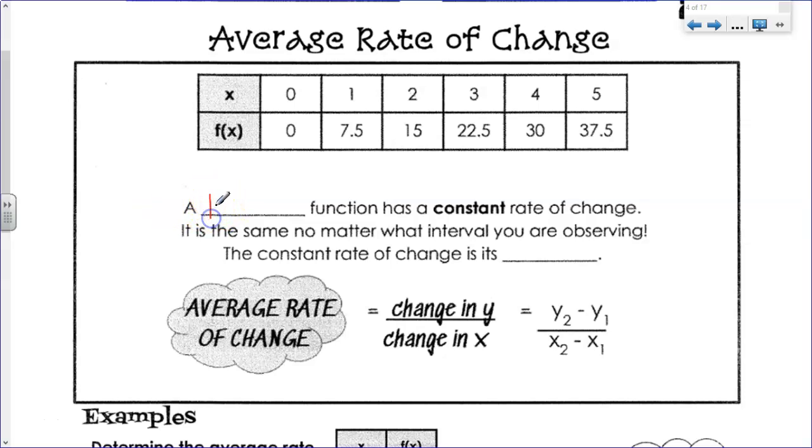A linear function, okay, if you remember, a linear function is one that makes a straight line, y equals mx plus b, has a constant rate of change. It is the same no matter what interval you're observing. The constant rate of change is its slope. So we call the linear function's rate of change slope.